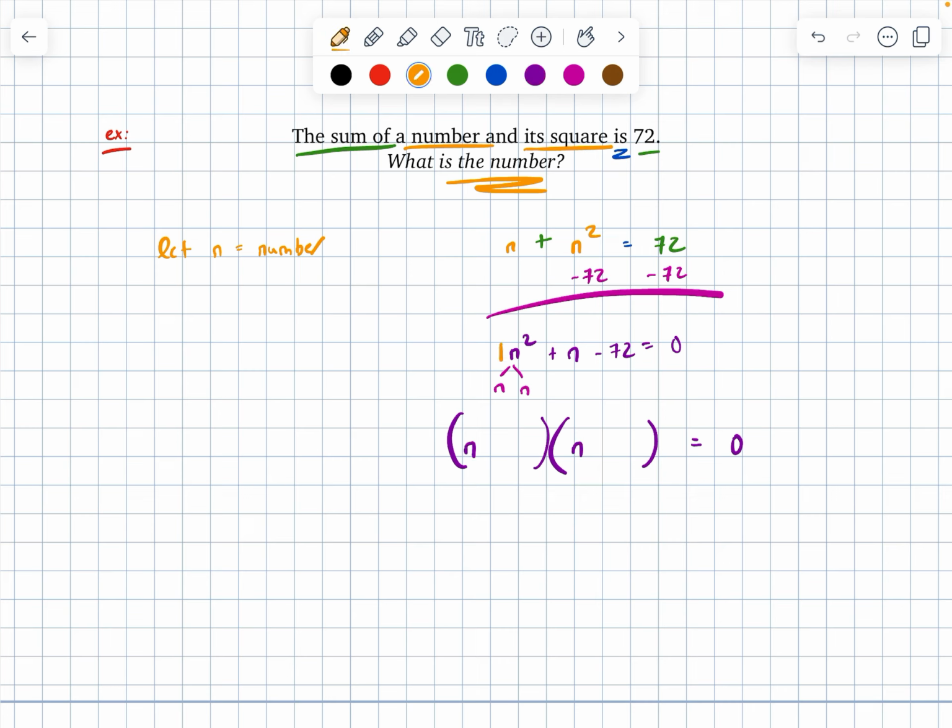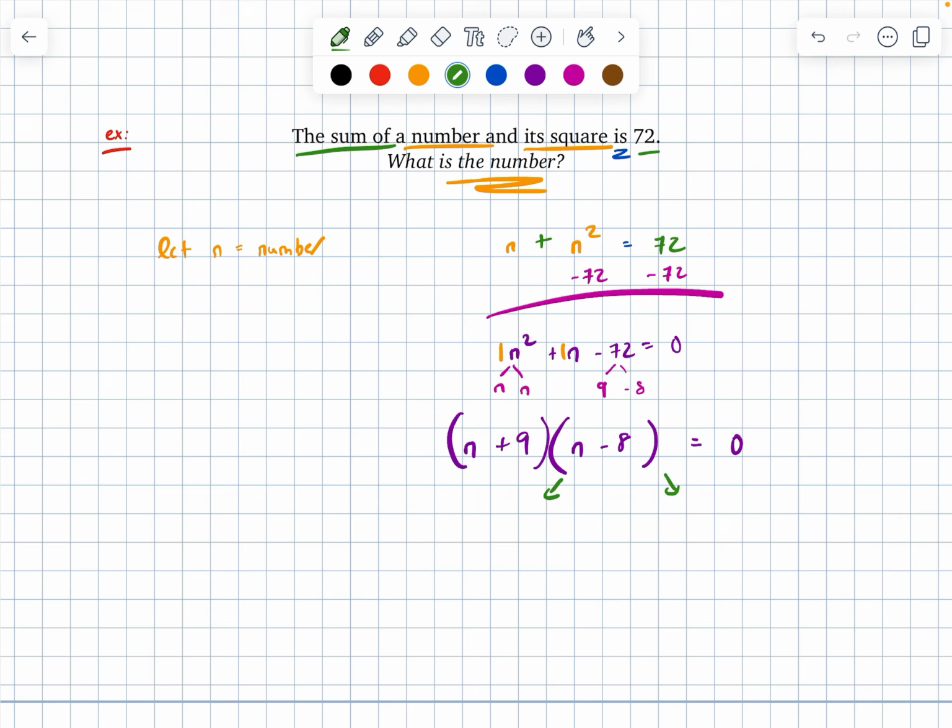At the back, because my leading coefficient is an invisible positive 1, I need 2 numbers at the backs of my factors that will multiply to get negative 72 and add to that invisible plus 1 as my middle coefficient. Well, 2 numbers that do the trick for me would be positive 9 and negative 8. 9 times negative 8 is negative 72. 9 plus negative 8 gives me positive 1. So n plus 9 and n minus 8 should be my 2 factors.